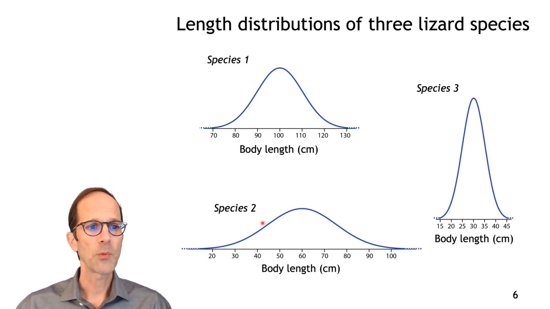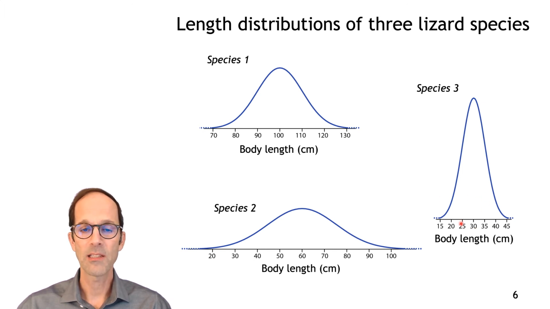Look at species two. These ones are quite a bit smaller. The mean is only about 60 centimeters, but look how much more variation there is. You have a much higher likelihood of being even several tens of centimeters away from the mean compared to species one. Look at species three. These ones are smaller still. The mean is only about 30 centimeters, but look how small the variance is.